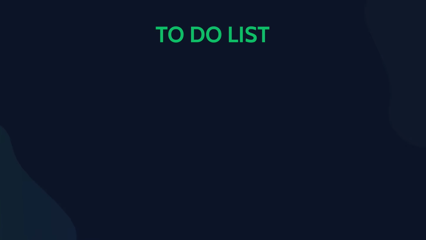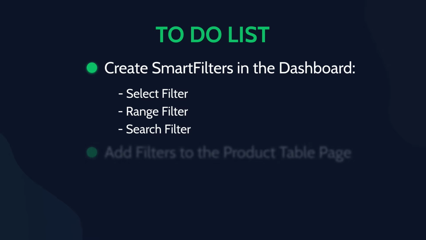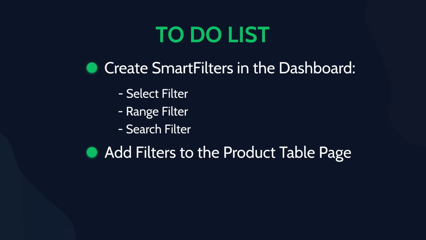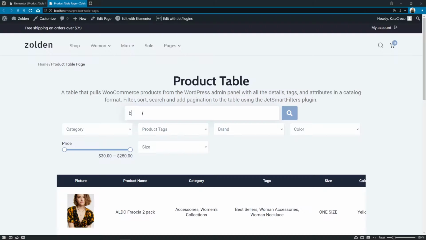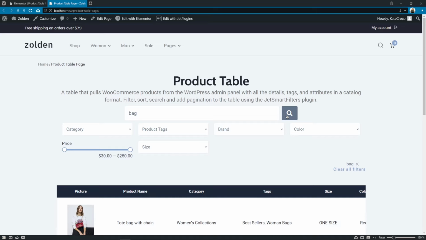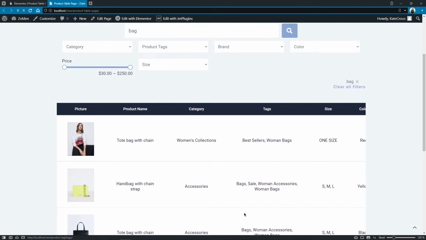Let's just quickly review what we're going to be doing today. First, we'll create a couple of filters such as Select, Range, and Search. Then we'll add them to the product table page with the help of JetSmartFilters widgets, style them a bit, and of course, set them up to work perfectly fine with dynamic product table. As a result, we'll get this nice little page with a totally filterable complex product table.